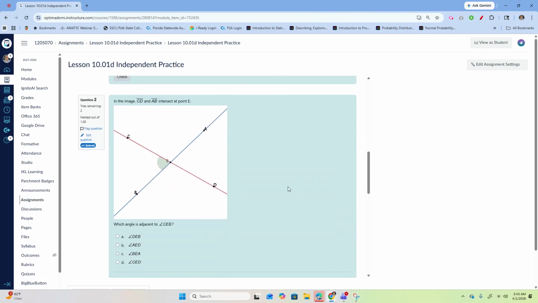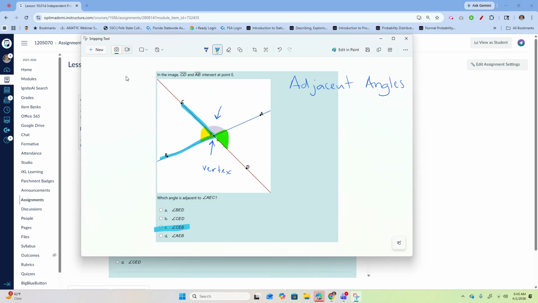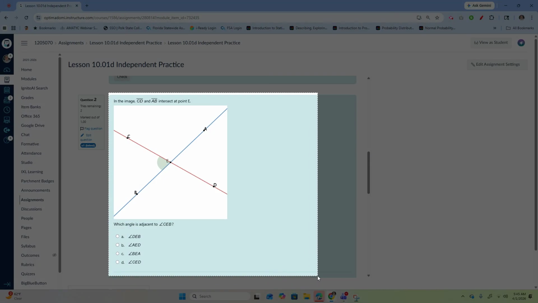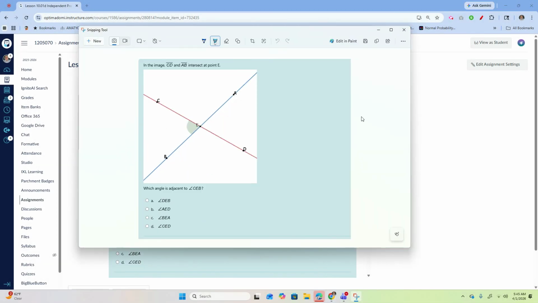Problem number 2. Same idea, guys. Let me take a quick screenshot. So I want to find out which angle is adjacent to CEB, which is that green one that you see there. Now the only angles that are adjacent to CEB are going to be CEA, so this one here, or the other one that could be adjacent is BED, so this one here.